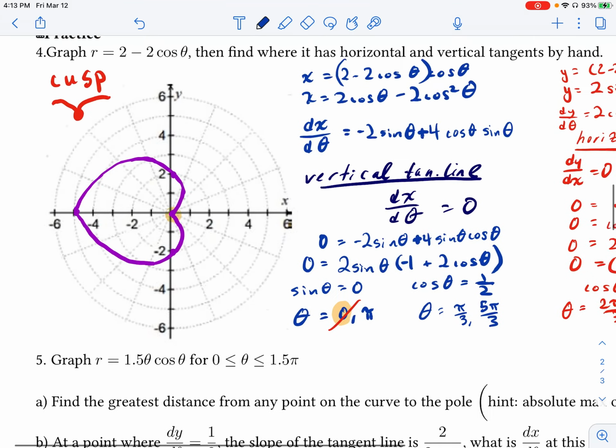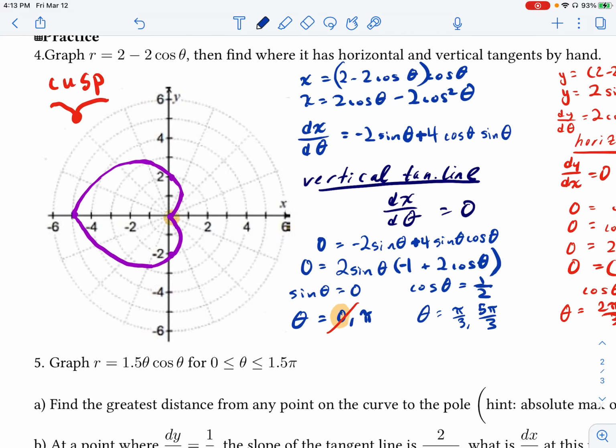So when theta is equal to pi, we're going to plug it back into our original polar function. And what is our r value? Well, cosine of pi is equal to negative 1. 2 minus 2 times negative 1 is just 4. So our coordinate is 4 comma pi. When theta is equal to pi over 3, I get positive 1/2 for cosine, so that gives me 1 comma pi over 3. 5 pi over 3 gives me the same cosine value, so that's going to be 1 comma 5 pi over 3. So let's think about this for a second.